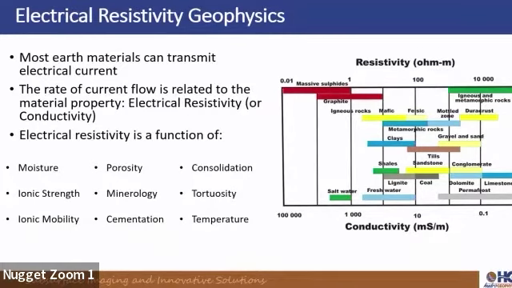And the rate of current flow is related to that material property, electrical resistivity or conductivity. And that electrical resistivity value can be influenced by a number of different parameters. Moisture is a big one.